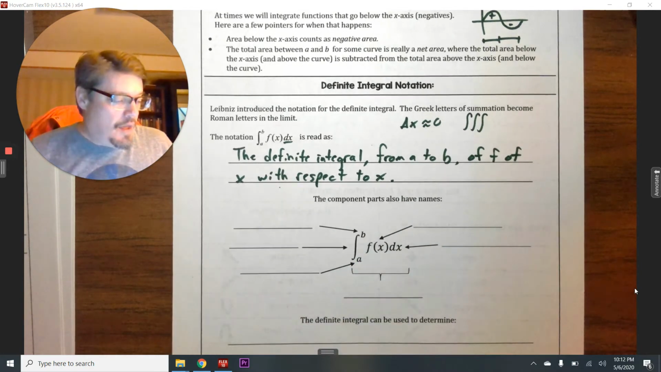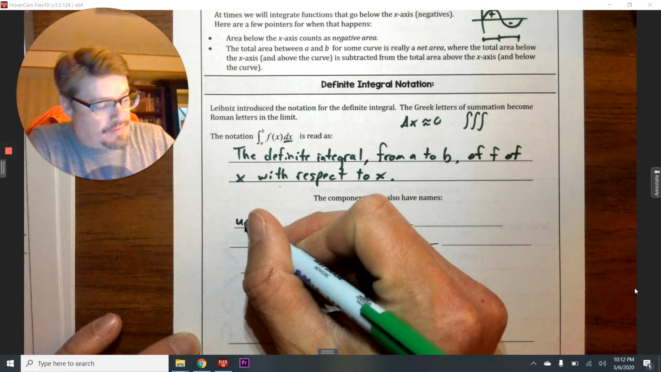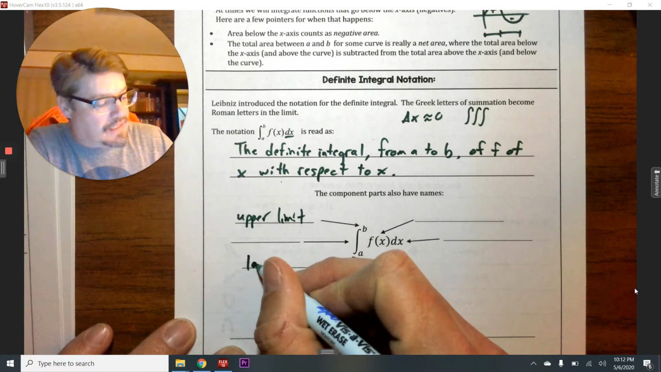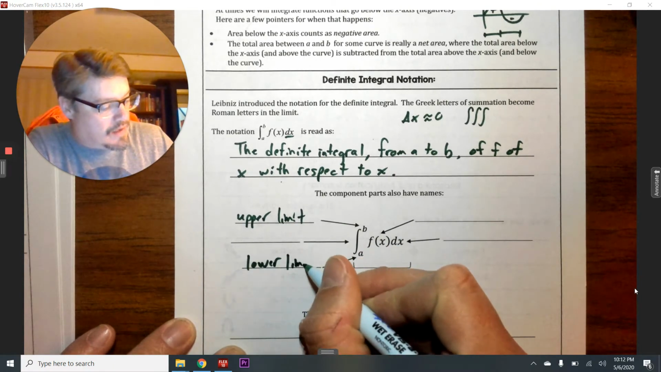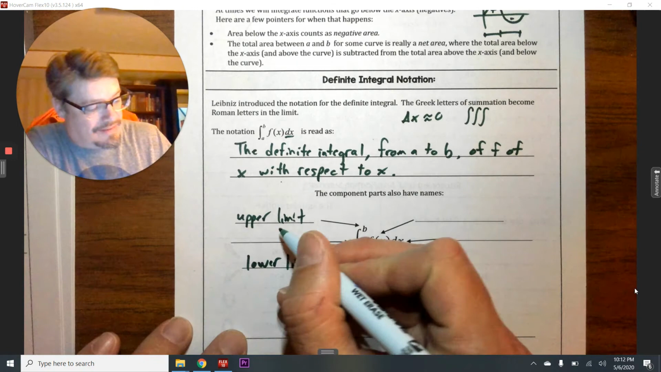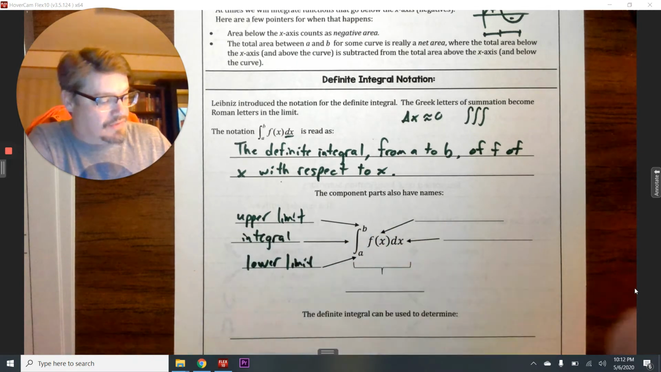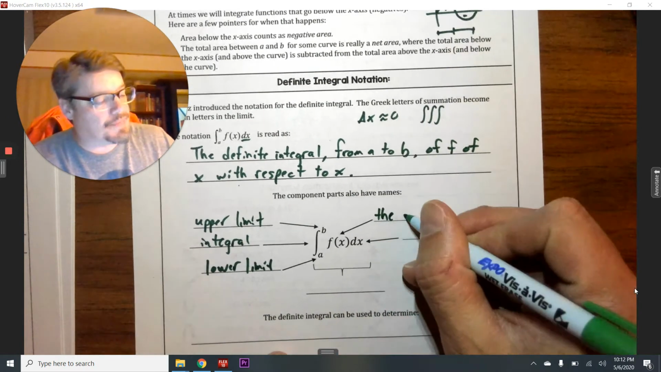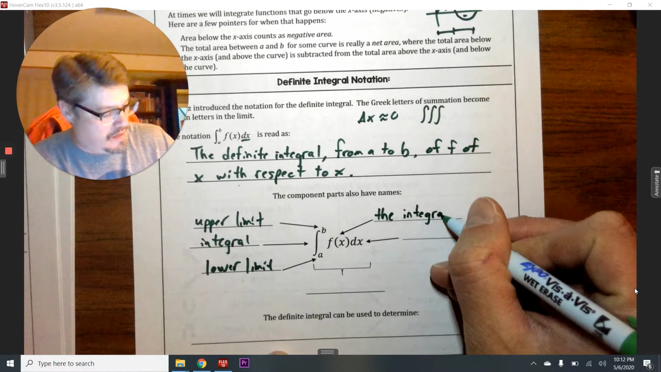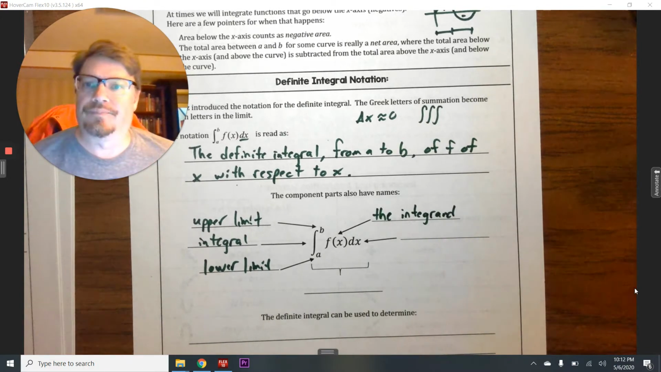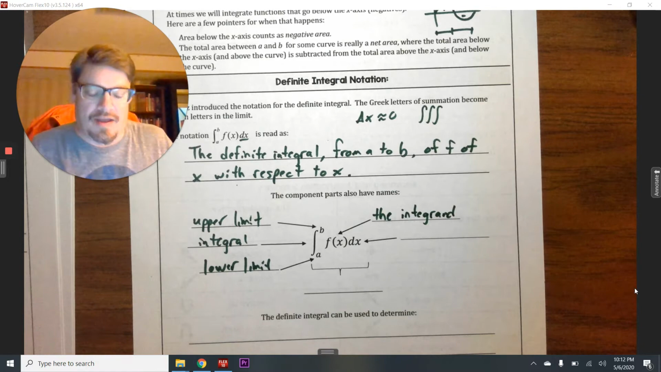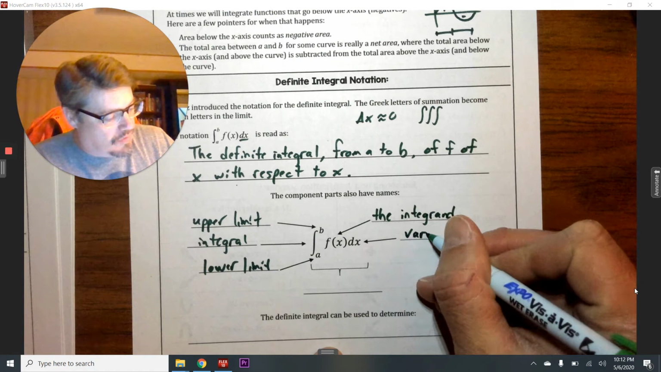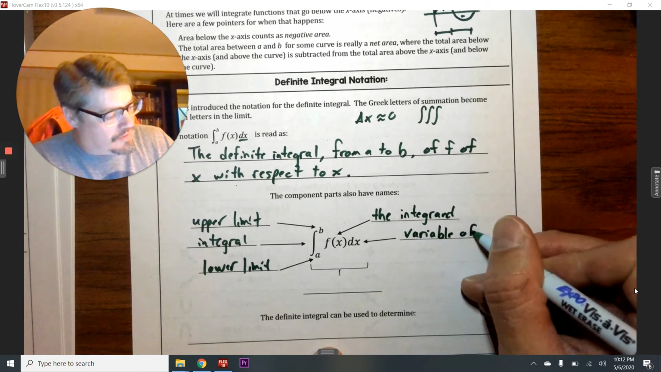So what are the names here? I'm going to go in order. This b is the upper limit. This is the lower limit. This is called the integral sign, and this is the function itself, which has a name: the integrand, which I will probably never say ever again. So just know that it is the integrand, for the aspiring mathematicians. And this variable is the variable of integration.